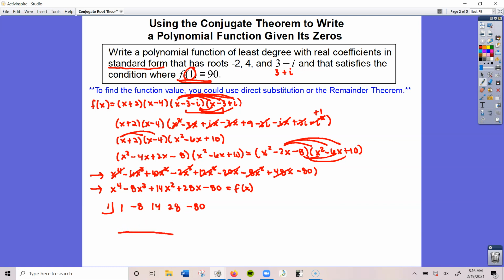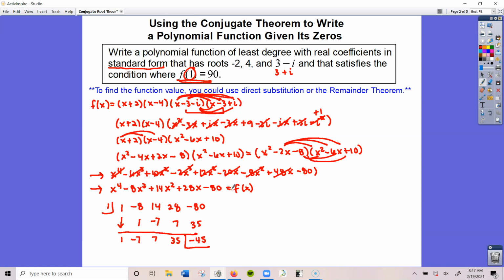Now remember that we're doing this because according to the remainder theorem, my remainder would be my answer if I were to directly substitute. So I bring down the 1. 1 times 1 is 1. Negative 8 plus 1 is negative 7. Times 1 is negative 7. 14 minus 7 is 7. 7 times 1 is 7. 28 plus 7 is 35. 35 times 1 is 35. And we end up with negative 45.